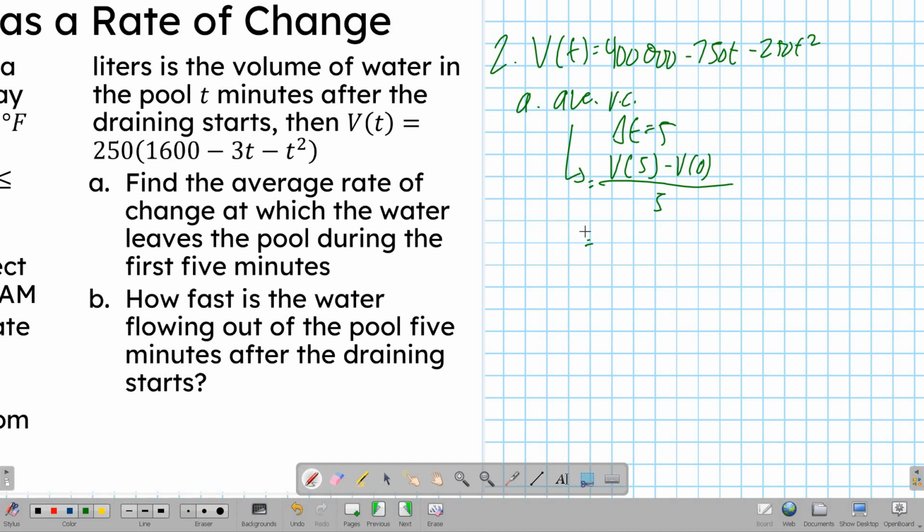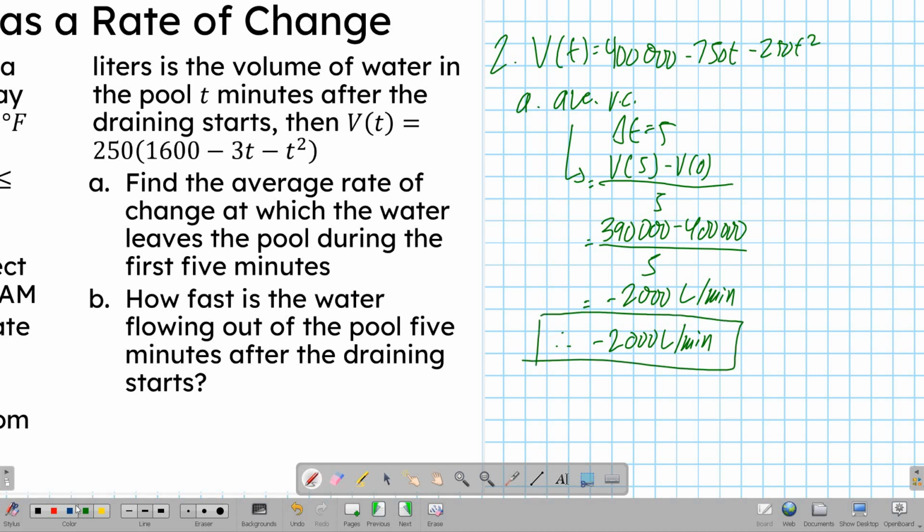That would be solving, and this would be 390,000 minus 400,000 all over 5. This gives us an average rate of change of negative 2,000 liters per minute. It's negative because it's draining. So for the first 5 minutes, the volume is changing at negative 2,000 liters per minute.